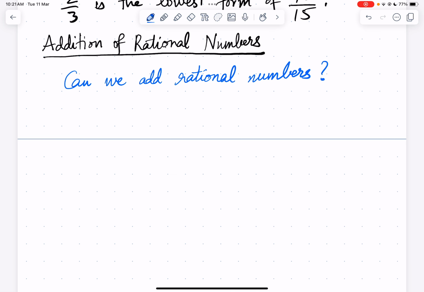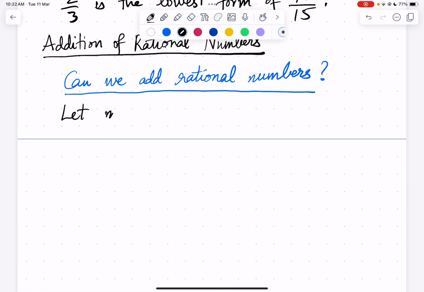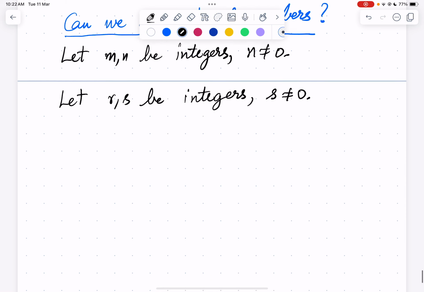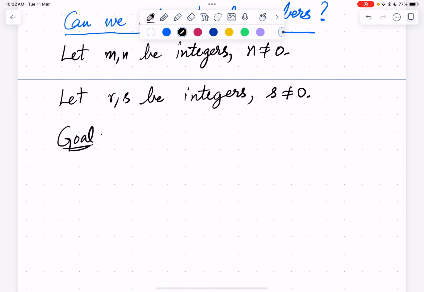So let m, n be integers and not equal to 0. Let r, s be integers, s not equal to 0. Now the goal is we want to define m by n plus r by s.